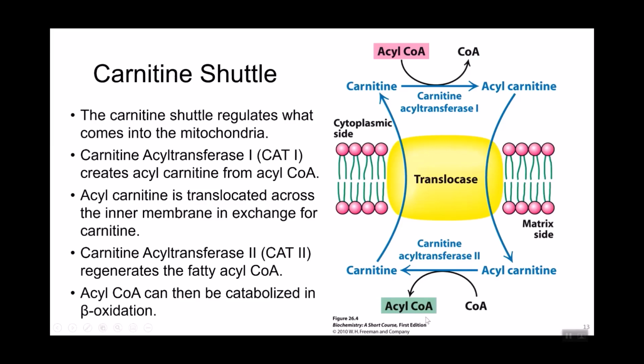So there are actually two pools of coenzyme A, some in the cytoplasm and some in the mitochondrial matrix, but they're separate pools since CoA can't cross the membrane. The acyl-CoA molecule can then be catabolized in beta oxidation to generate acetyl-CoA, NADH, and FADH2.